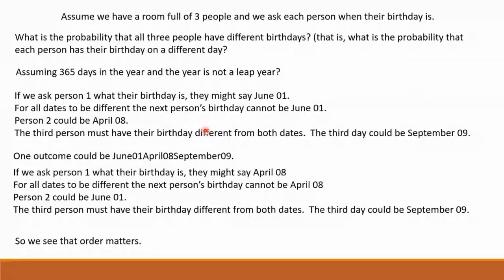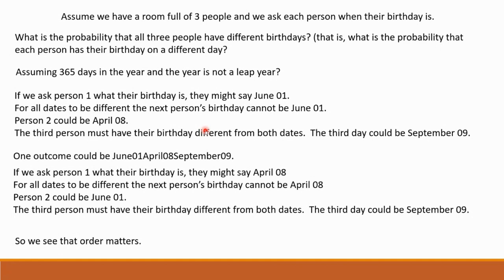So for instance, the idea is that you're going to ask each person, when is your birthday? Not really so much the year, but the day, like June 8th, March 1st, whatever. We want to know how likely is it that each person will have a different day for their birthday. And to make it simpler, we're assuming that there's 365 days in the year, and not more or less, like in a leap year, okay?